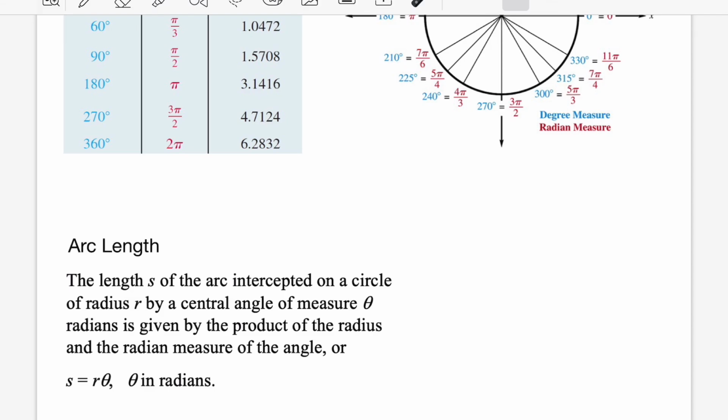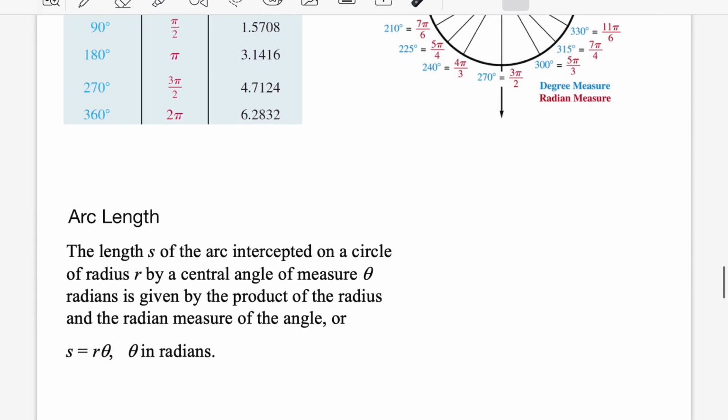So the length S of the arc intercepted on a circle of radius r by a central angle of measurement theta radians here, so this guy is our Greek letter theta, is given by the product of the radius and the radian measure of the angle. Okay? So the length S of the arc here is given by the product of our radius and our angle measure here, so r times theta.